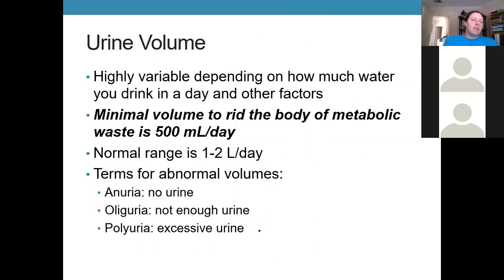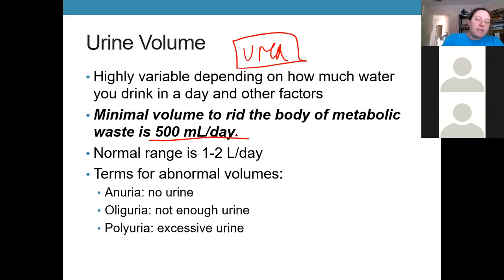So that means that your urine volume is going to vary depending on a lot of different factors, mostly based around hydration. And we'll address that a little bit more on Monday. So there is a minimum amount of urine that you need to make every day in order to get rid of metabolic wastes, mostly that urea from the amino acid catabolism. And that's 500 milliliters a day. That's half a liter.